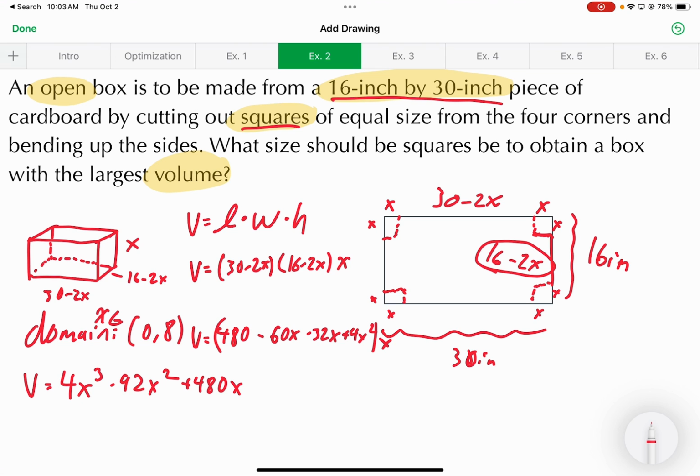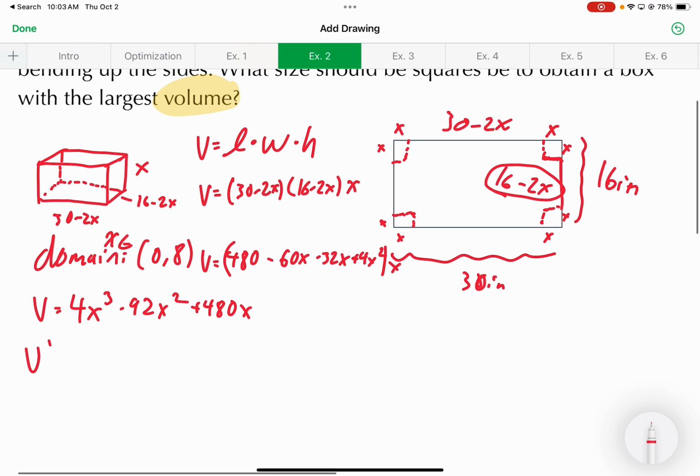Okay. Now I want to take the derivative of that and set it equal to 0. So V prime equals 12x squared minus 184x, and then plus 480 equals 0. So take my derivative, set it equal to 0. Okay? With me so far?